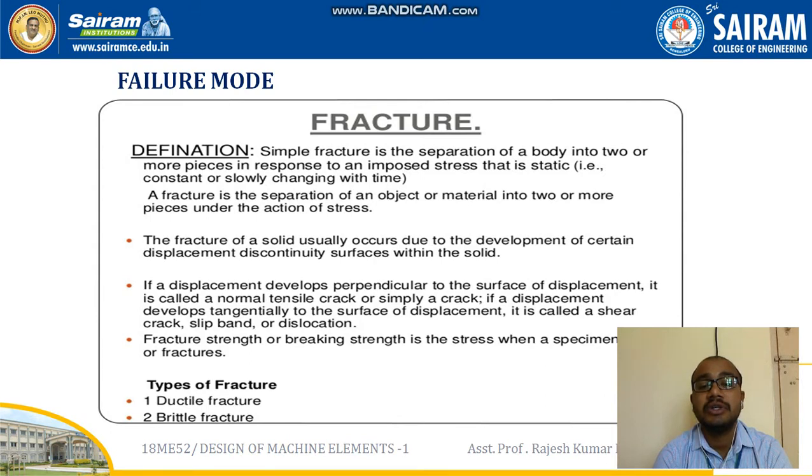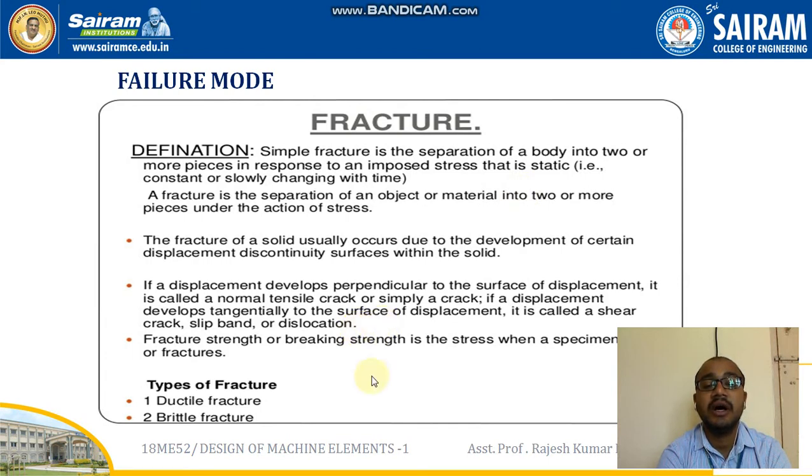And a fracture is the separation of an object or material into two or more pieces under the action of stress. The fracture of a solid usually occurs due to the development of certain displacement discontinuity surfaces within the solid. If a displacement develops perpendicular to the surface of the displacement, it is called a normal tensile crack, or simply a crack. If a displacement develops tangentially to the surface of the displacement, then it is called a shear crack, or slip band, or dislocation. I'll be explaining all these concepts in detail in the coming slides.